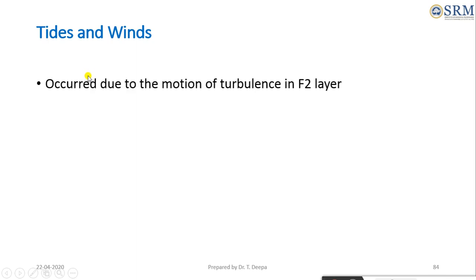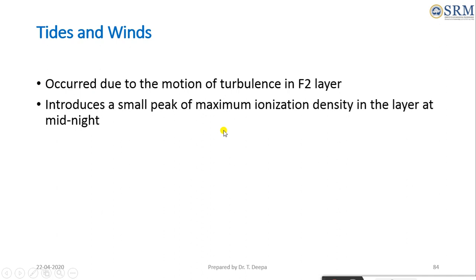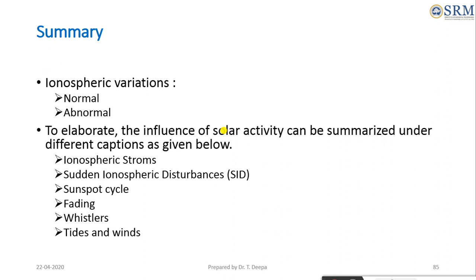The next caption, tides and winds. Tides and winds are common in the atmosphere, and they occur due to the motion of turbulence in F2 layer. It introduces a small peak of maximum ionization density in the layer at midnight. The winds in the ionization are caused by tides.